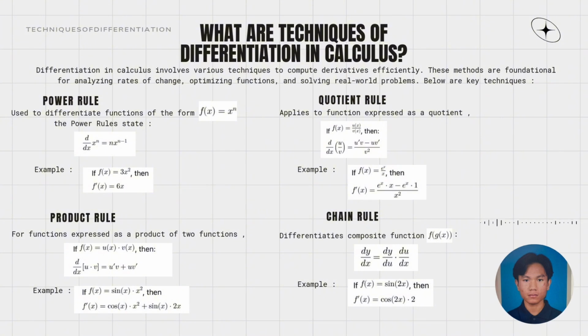The third one is product rule. For functions expressed as a product of two functions, if f(x) equals u multiplied by v, then the derivative is equal to u prime v plus u v prime. And the last one is chain rule. Chain rule differentiates a composite function f(g(x)). dy over dx is equal to dy over du multiplied by du over dx.